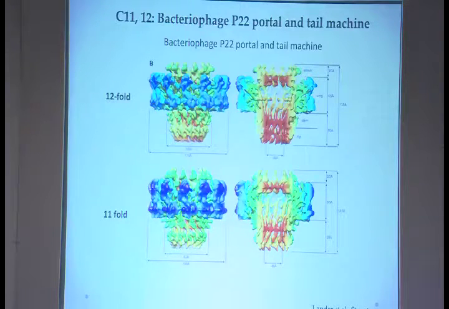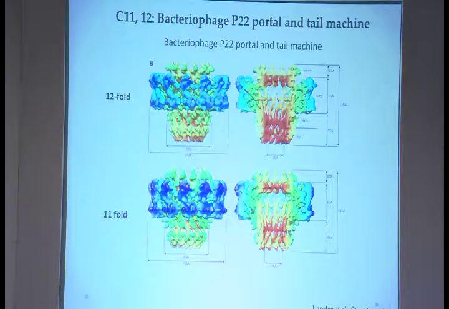C11 and 12, so I'm presenting these together. This was an interesting story. This is the bacteriophage P22 portal and tail machine. During the preparation of these portals, which are typically associated with the tail, there was a mixture of 12-fold and 11-fold molecules.